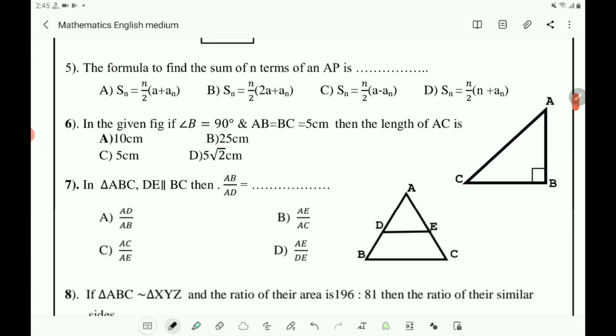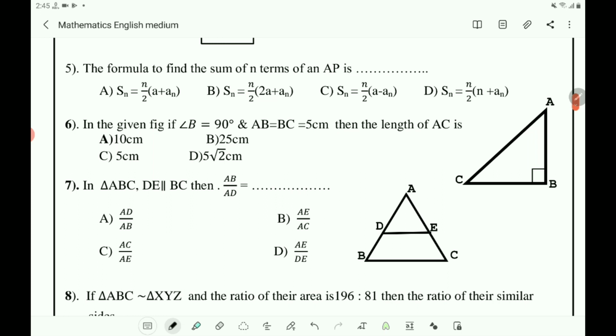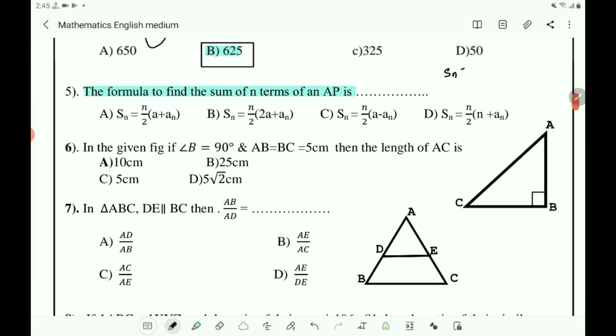Next question, fifth question. The formula to find the sum of n terms of AP is? Here two formulas are there. One is Sn equals n by 2 into A plus L. Second one more formula, when A, D, N are given, n by 2 into 2A plus n minus 1 into D.